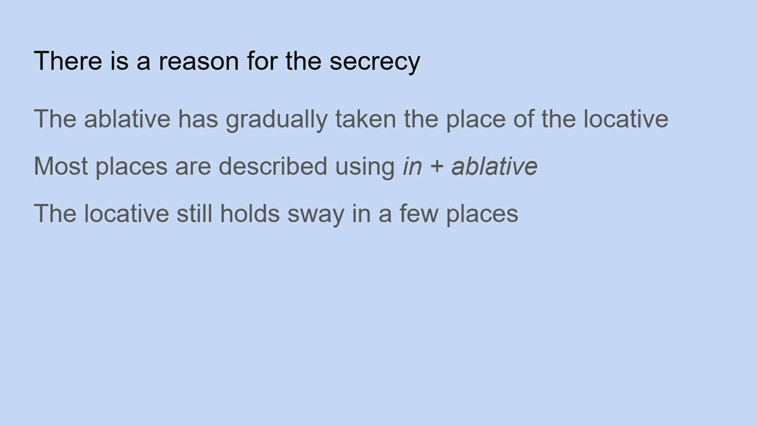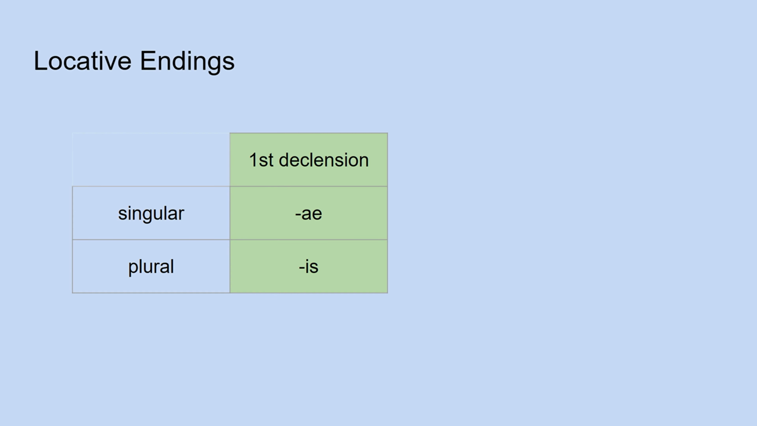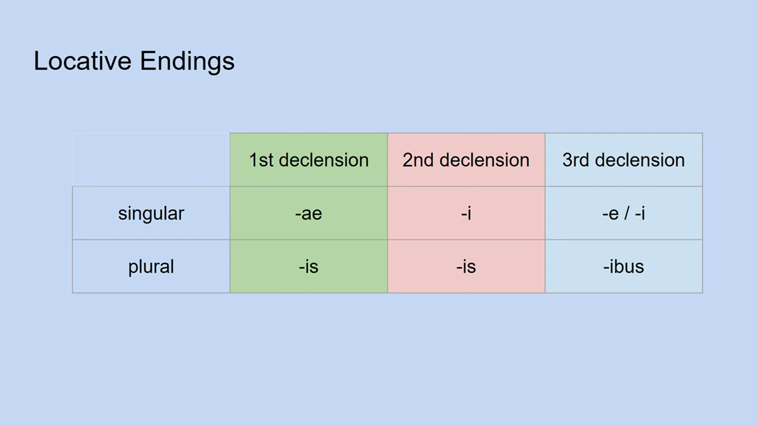So what are the locative endings? Well, the first declension, the singular is ae, we say that as I, and the plural is is, just like a dative or an ablative plural. For the second declension, it's i and is for the plural, which again is just like the dative and the ablative. And for the third declension, there is i or e as the ending, which is interchangeable depending on the noun, just to be more confusing. But then again, we have the ibus, which is what we expect for the ablative ending anyway.